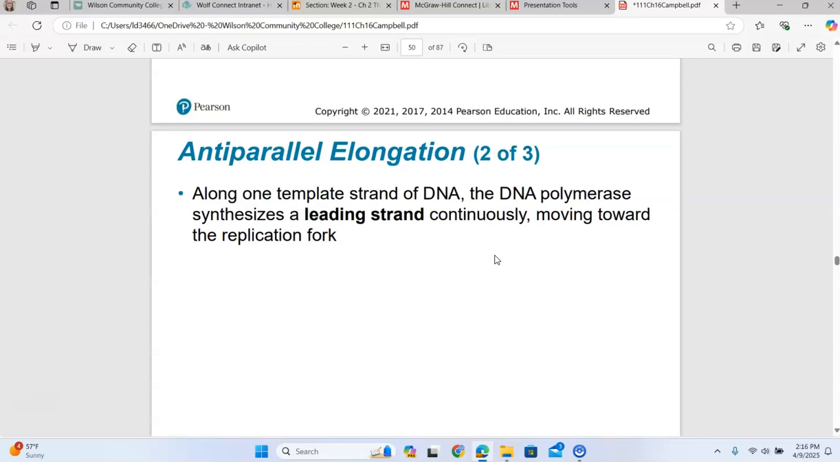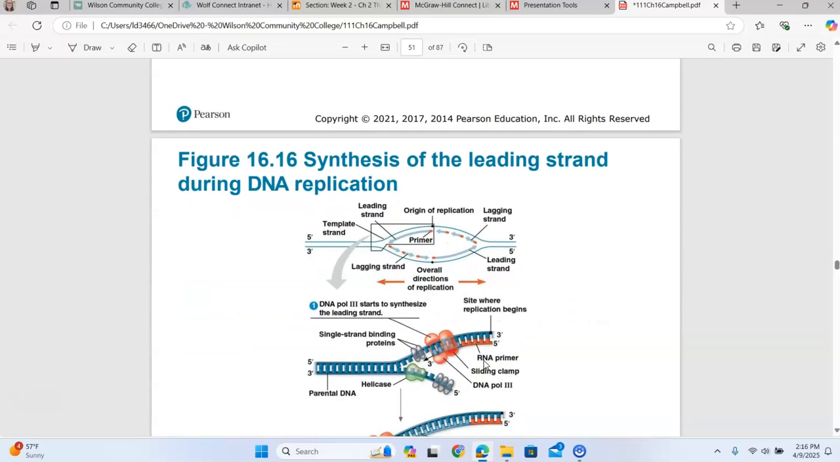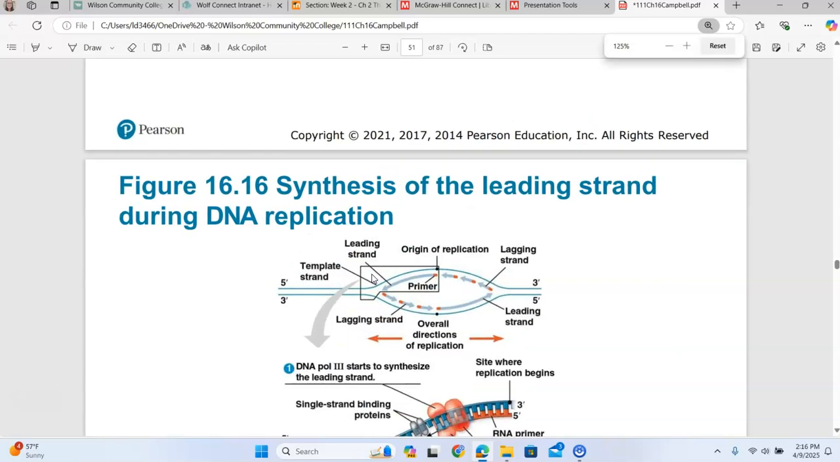So one of the new strands is going to be synthesized continuously, and we call that strand the leading strand. Okay? So DNA polymerase synthesizes a leading strand continuously in one direction without stopping. But the other strand is not running in the 5' to 3' direction. It's running in the opposite direction, so it's called the lagging strand. You can see that in this picture. Let me show you.